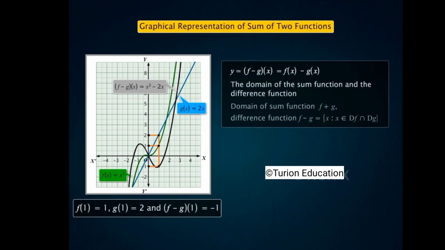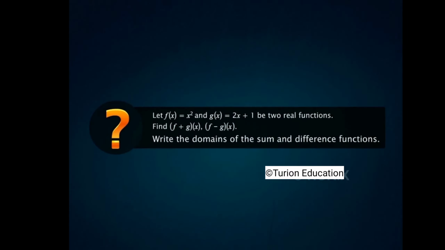Further, the sum function f plus g and the difference function f minus g will be defined when both f and g are defined. So we can say that the domain of each of these combinations is the intersection of the domain of f and the domain of g. In other words, both functions must be defined at a point for the combination to be defined. Let's consider the functions f(x) equals x squared, g(x) equals 2x plus 1, and find out the domains of their sum and difference.